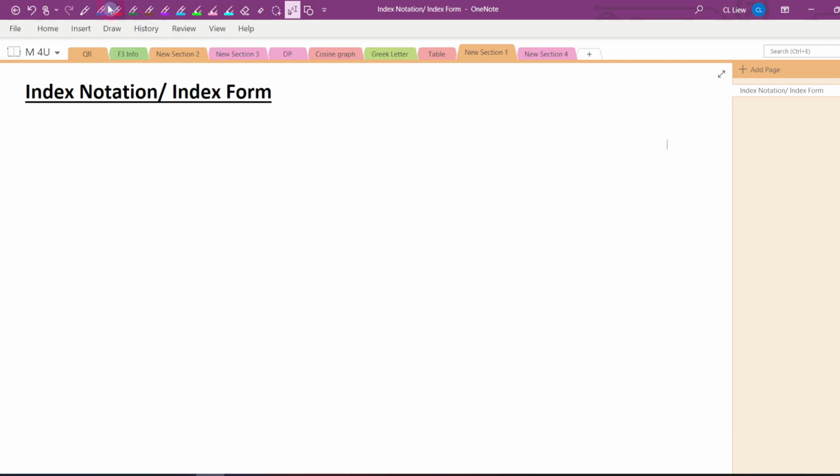Let's talk about index notation. What is an index notation or index form? This is index notation, or we can call it index form. So this number A is called the base, and the smaller number on the top right corner, we call it the index, or you can call it power or exponent.